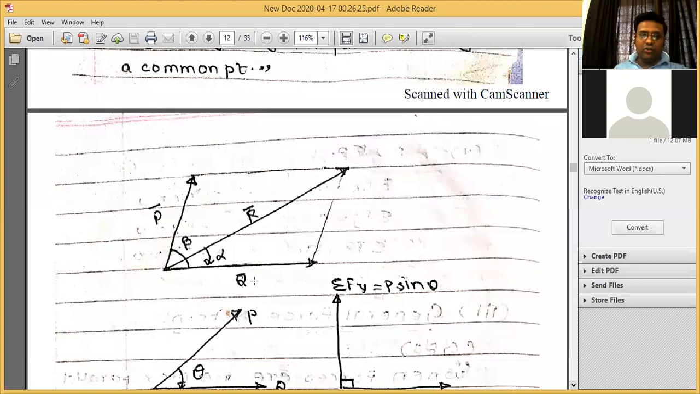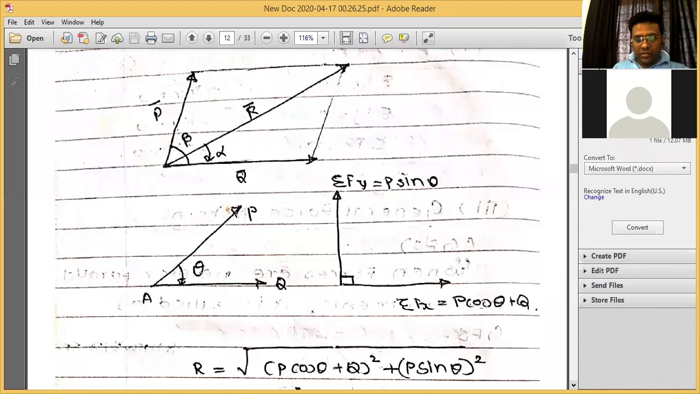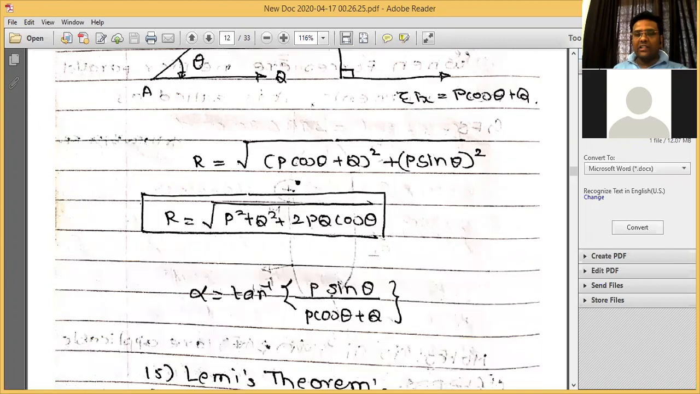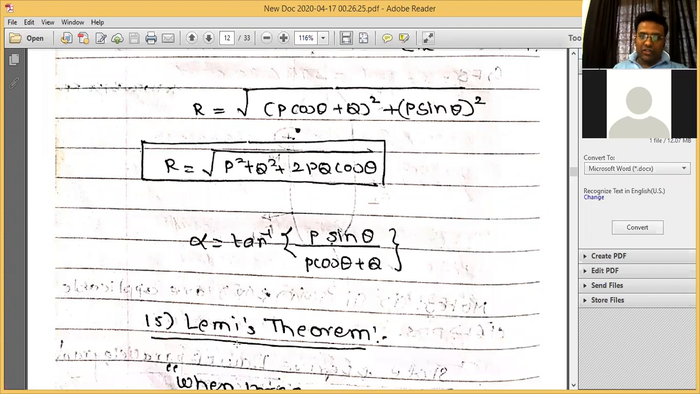You can observe over here, this is the P force and Q force. The resultant is passing through the common point, and it has the value R is equal to root of P square plus Q square plus 2PQ cos theta. How this particular formula came, you can observe over here. I have just resolved these two forces, taken the summation of Fx and Fy, and by using the formula R is equal to root of Fx square plus Fy square, it can be easily proved that R is equal to root of P square plus Q square plus 2PQ cos theta, and alpha is equal to tan inverse of P sin theta upon P cos theta plus Q.